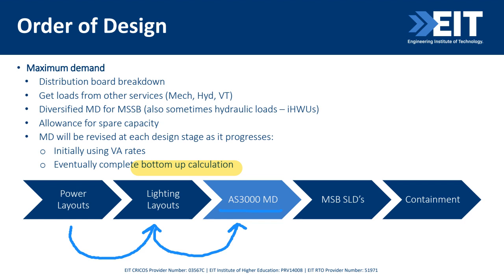The key, though, is understanding what's supplied off of which switchboard to make sure you're summing your loads correctly. Don't forget other services if you're powering mechanical or hydraulic or vertical transport. You might need to diversify your load, so if some things only run during the day and some things only run at night, well, those two things won't run at the same time, so we call that a diversified load. Maybe you need to include some spare capacity for future expansion. So it is a bit of work when detailing out your maximum demand to make sure it's your best guess at how much power you need.